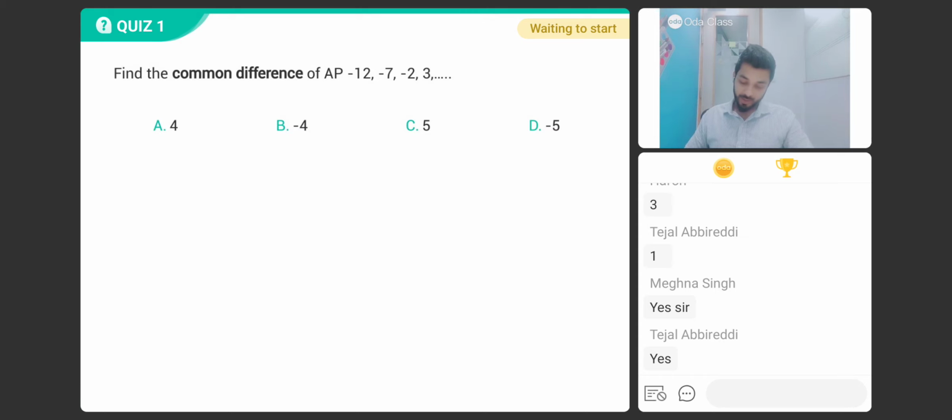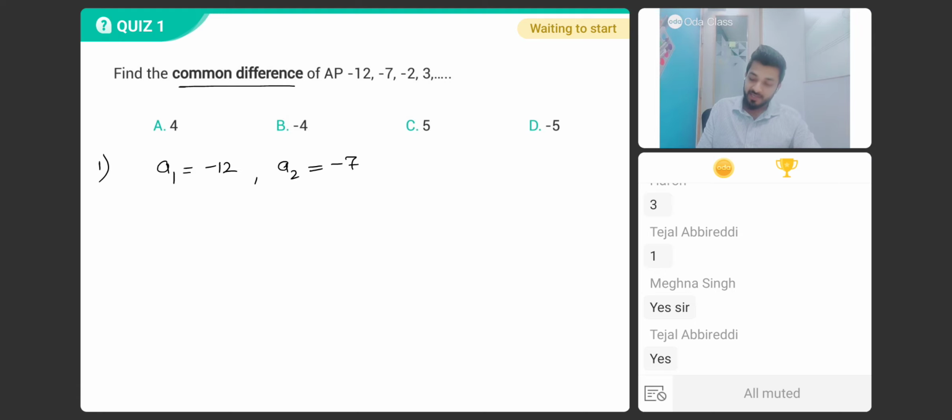Okay. Now a quick quiz for you. Let me see how many of you will be able to answer this correctly. We just have to find the common difference. Arithmetic progression is given. First term A1 is minus 12, A2 is minus 7. We only need two terms. Now you need to find the common difference. We know the common difference is A2 minus A1. Do not make any calculation mistake. You will get the correct answer if you do it correctly.